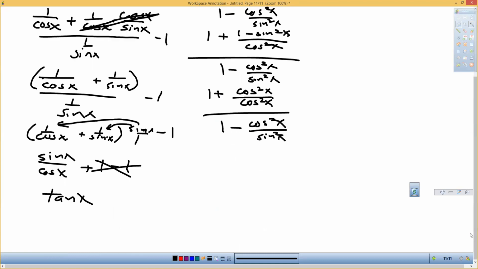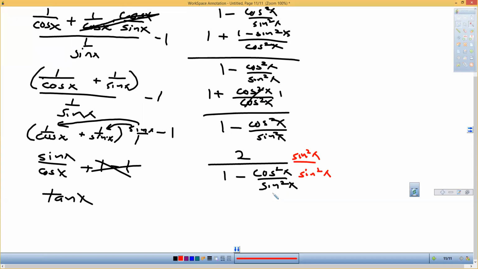So continuing down here, cosine over cosine reduces to 1, so that 1 plus that 1 is 2 on top. And then down here on the bottom, I got 1 minus cosine squared x over sine squared x. So this thing right here is a complex fraction. So I'm going to multiply the top and the bottom by the LCD, which is sine squared x.